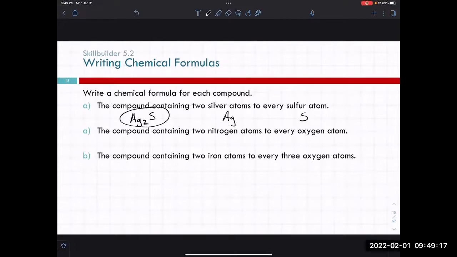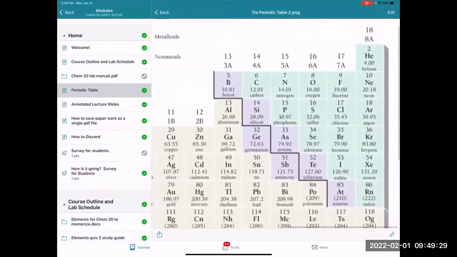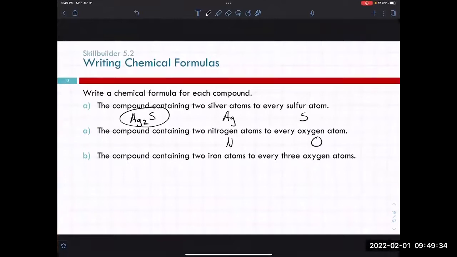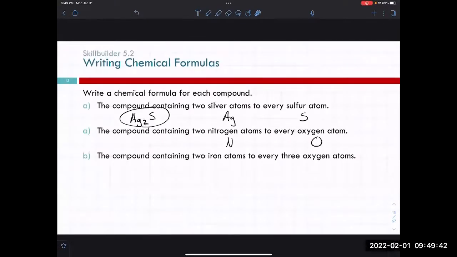We have 2 nitrogen atoms to every oxygen atom. So the symbols for nitrogen and oxygen. Which one goes first? Yep, this is farther left, or we could go back to the previous slide and see that nitrogen's over here, oxygen over here. So then we have 2 nitrogen atoms to every oxygen atom. All right, N and O, and then we'll have 2 nitrogens. Just make sure that you write those as subscripts.